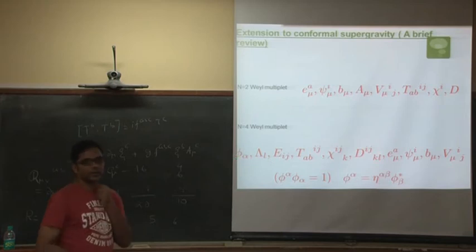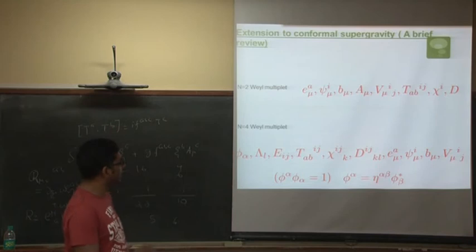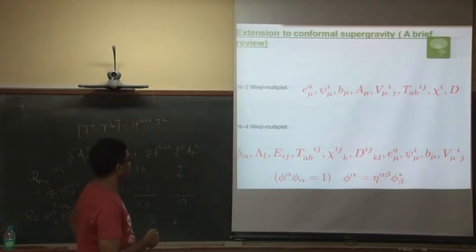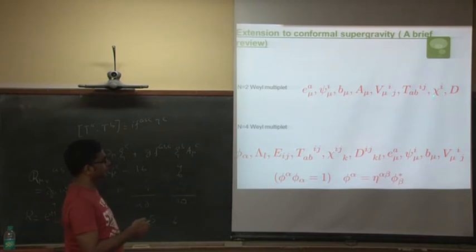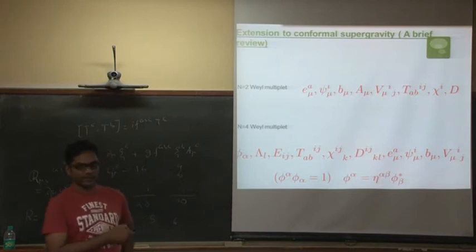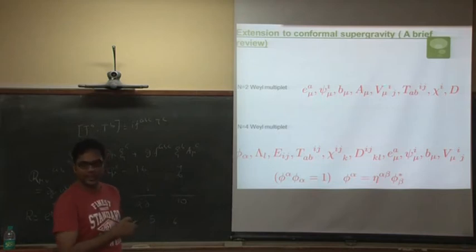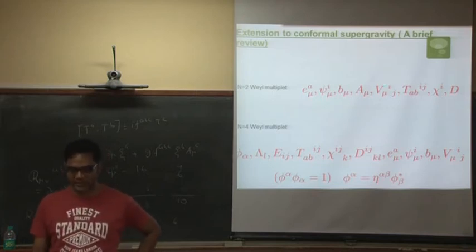What does V_mu^ij represent? This is the SU(2) gauge field here and the SU(4) gauge field here. So this is traceless in i and j. So i runs from 1 to 2 here, and i runs from 1 to 4 here. Then there's chi^i, which is a fermion, and this is T_ab^ij. This is antisymmetric in a and b, and anti-self-dual in a and b. And there is a real scalar here, D. Psi_mu^i is the gauge field corresponding to Q-supersymmetry, the gravitino.